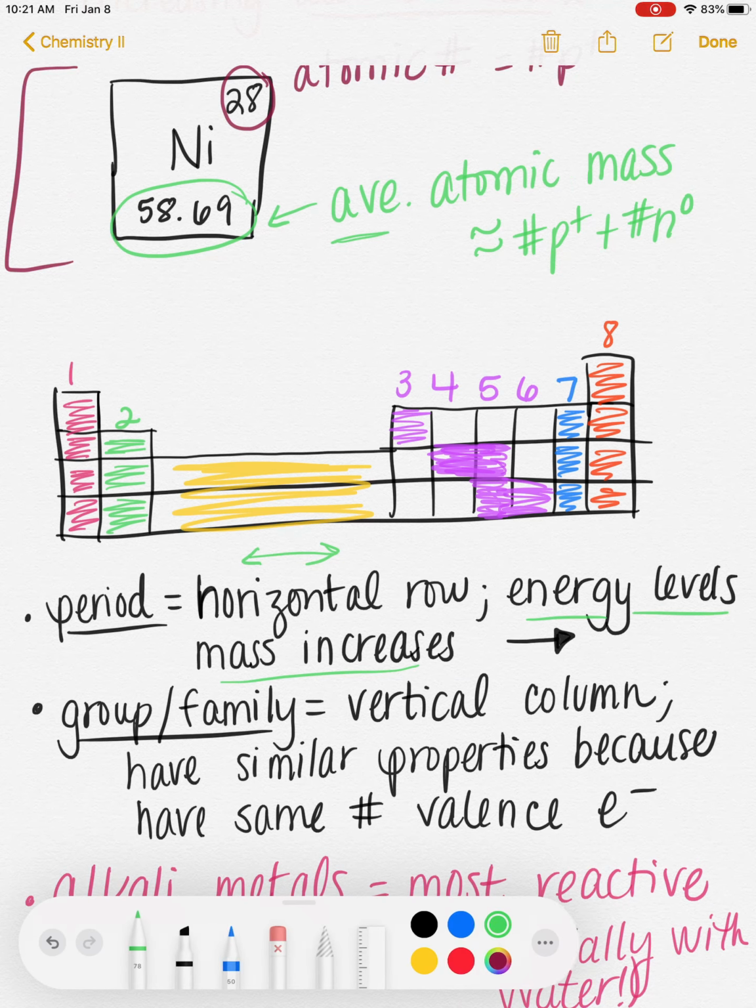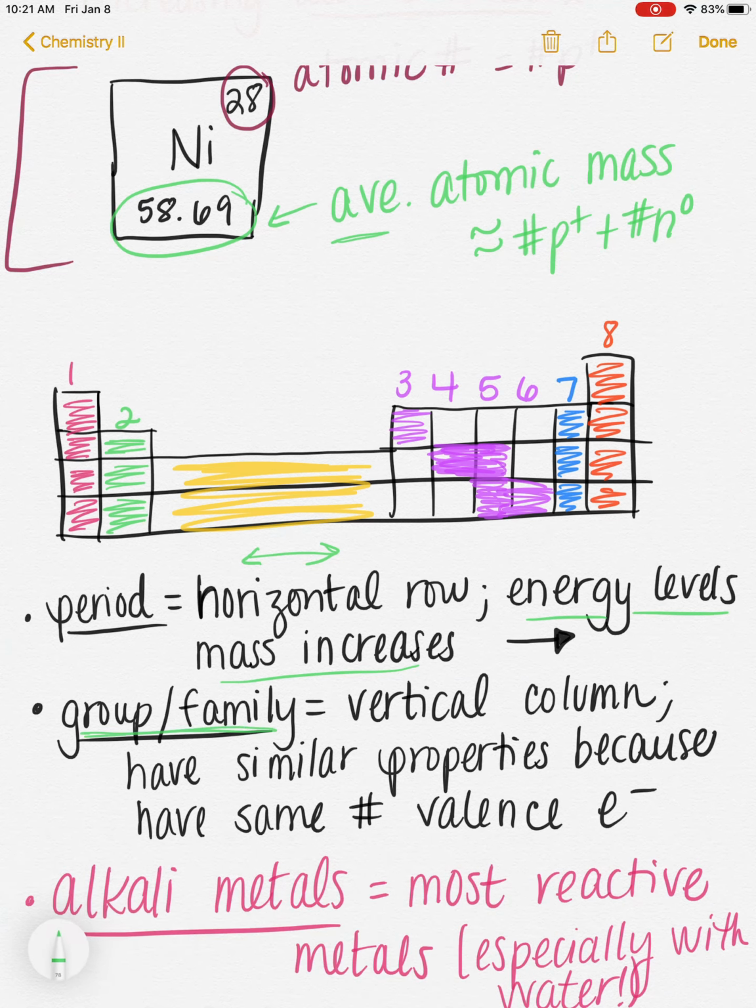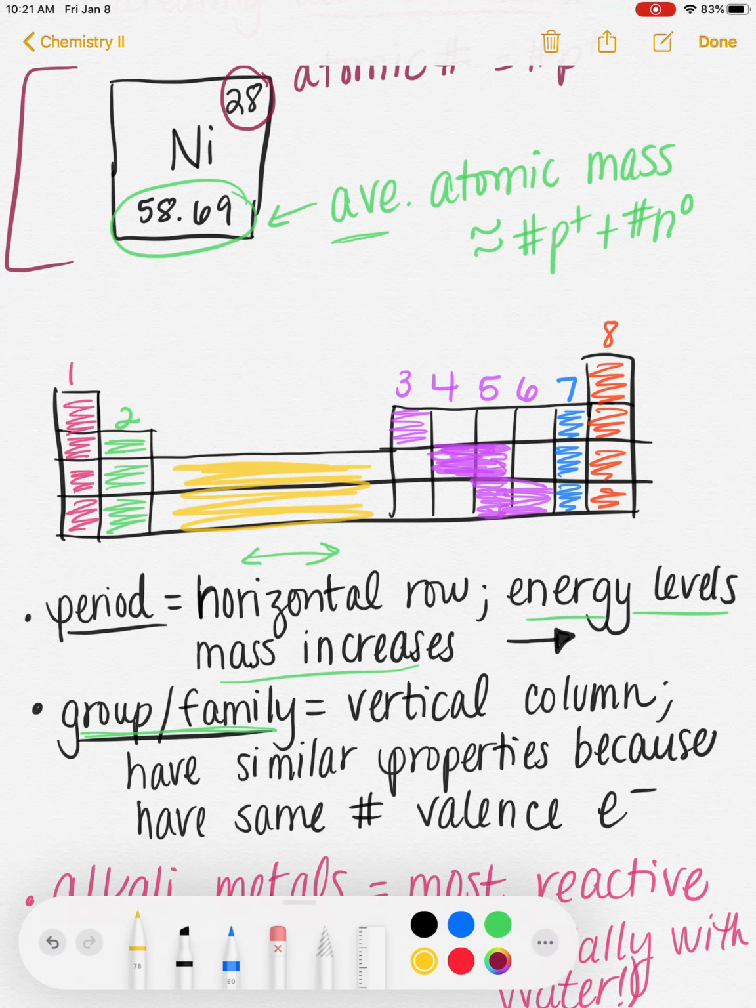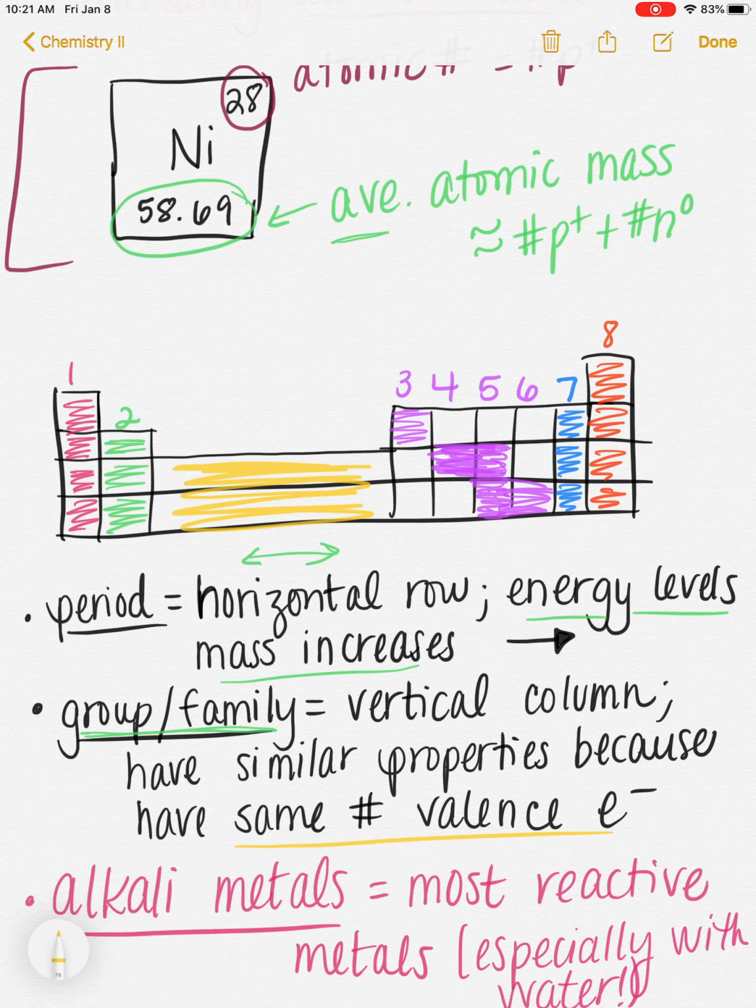The other main arrangement that we should review is a group or a family. Groups are the vertical columns on the periodic table. They are called families because they have similar properties. Why do they have similar properties? Because all of the elements in a group or family will have the same number of valence electrons. Now remember, valence electrons are the outermost electrons, and those are the ones that you gain, lose, and share when you are forming chemical bonds.